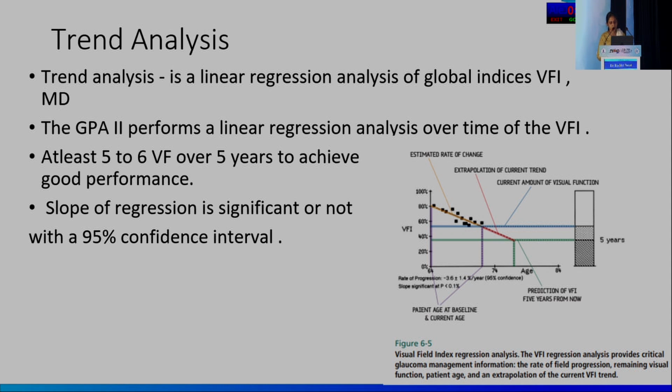So this is a regression analysis that has been done, which shows the current visual function of the patient, and it also gives you the prediction of the VFI for the next 5 years. And this is the estimated rate of change.